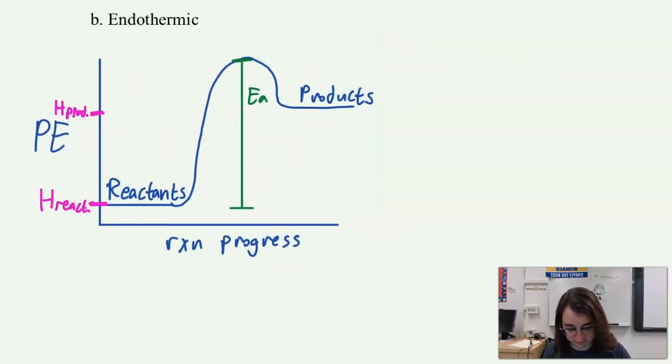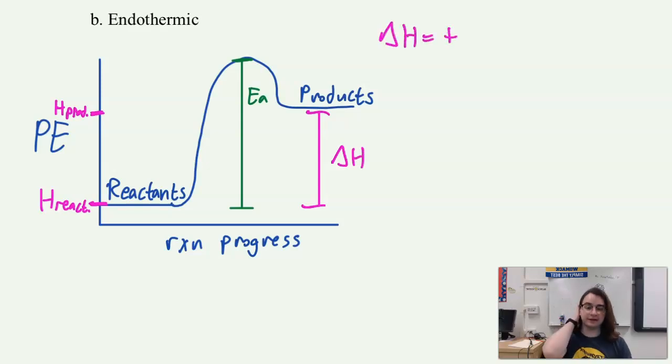Notice a few things. If we were to look at the heat of the reaction like we did last time, we have that delta H value. This time you would probably assume that your delta H is going to be positive, right? Because your products have more energy than your reactants. And we also notice that the activation energy is really, really high. Later we're going to learn that this means that this reaction is what we call non-spontaneous.